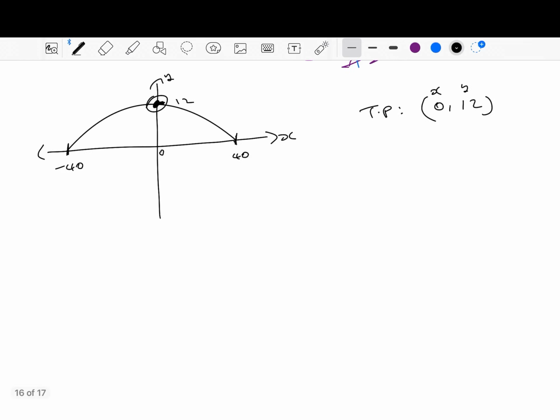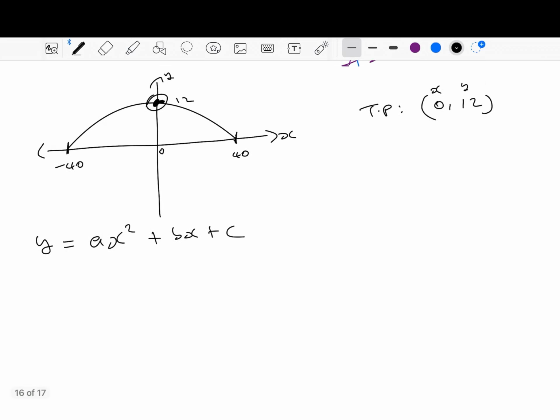Maybe I'm jumping the gun. This is a y-intercept. We see it, but let me write the equation down just as a reminder. y = ax² + bx + c. And what did we say about the y-intercept? We say the y-intercept is when x is equal to 0 and y is equal to c. Therefore our c is equal to 12.